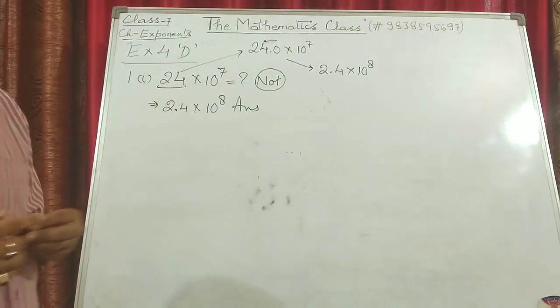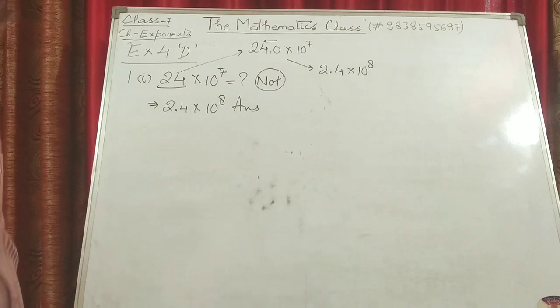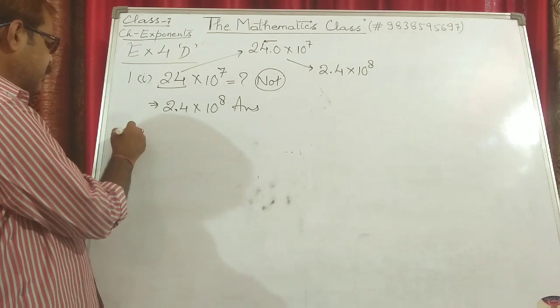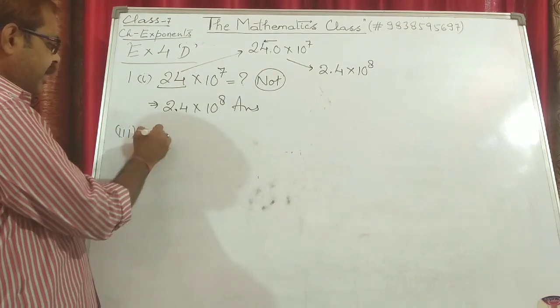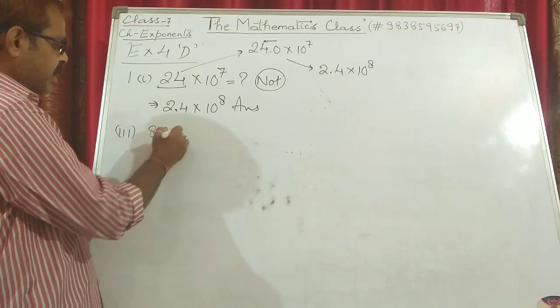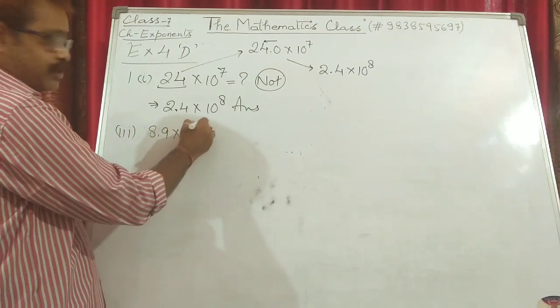So that is it. Now let's talk about the third part. Now the third part is 8.9 into 5 square.